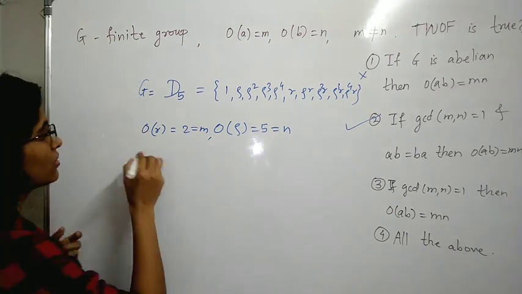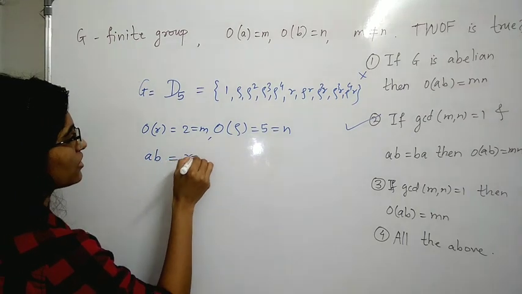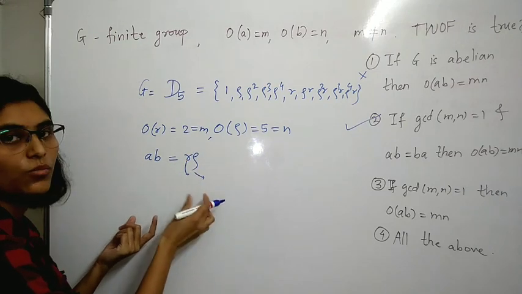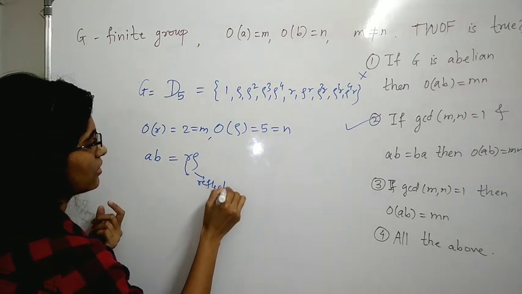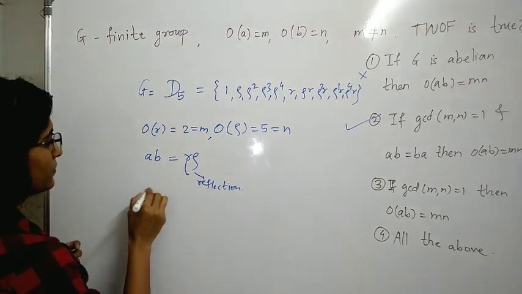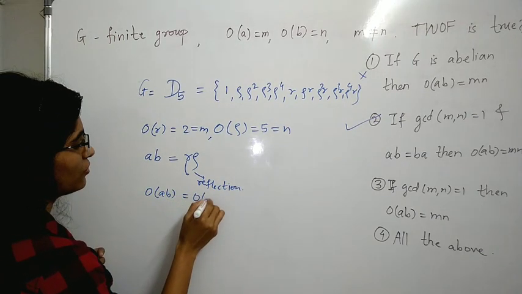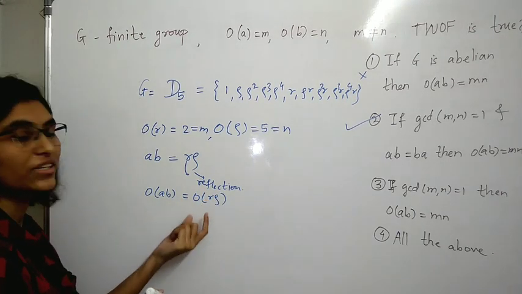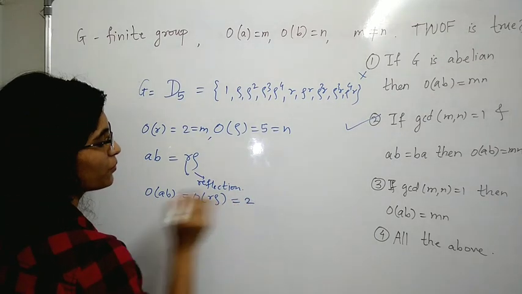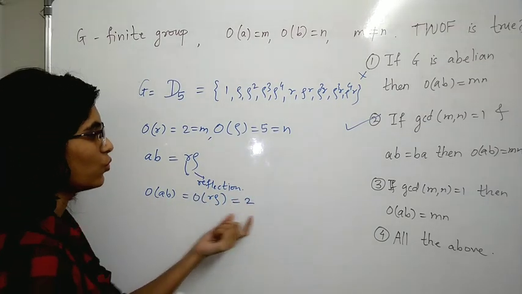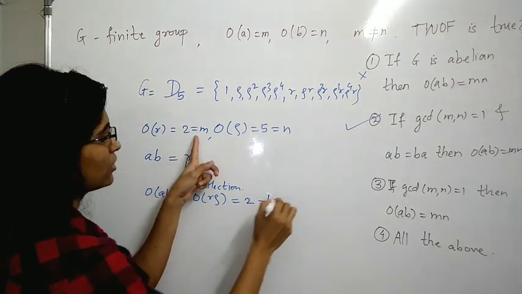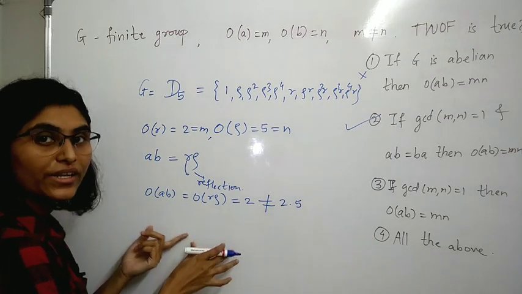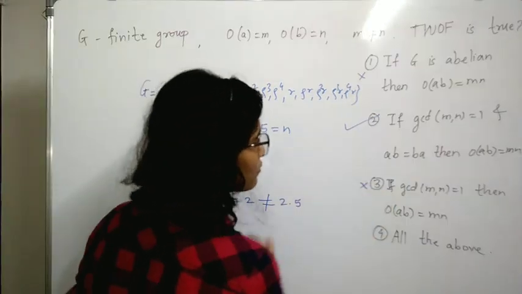Now what is AB? AB is just R rho. This is a rotation, this is a reflection, so their composition is a reflection. So the order of AB is just the order of this element R rho, which is a reflection. What is the order of a reflection? It is just 2. So the order of AB is 2, which is clearly not equal to 2 times 5, M times N. So this is a counterexample for this third option. So this is also not true.